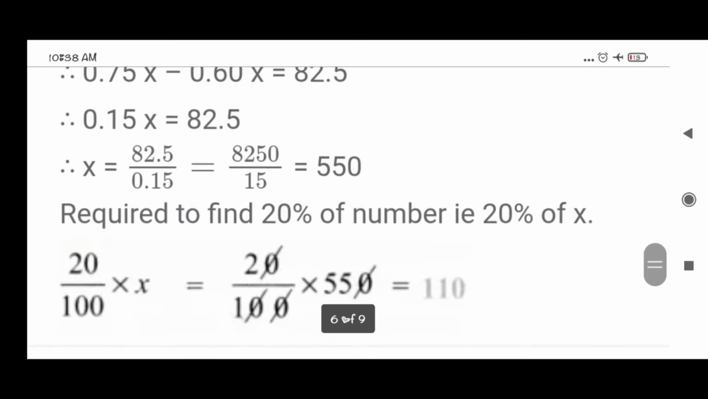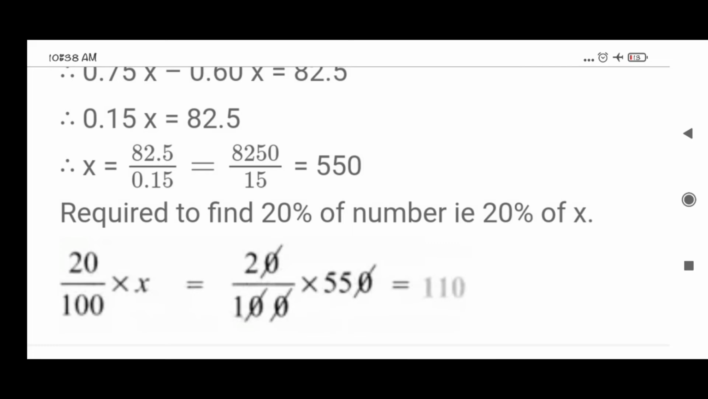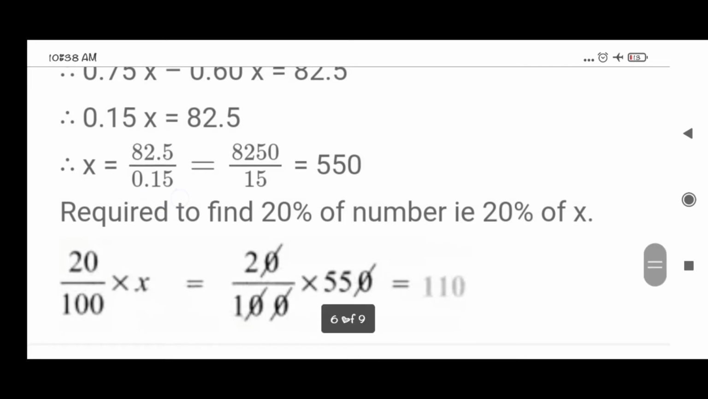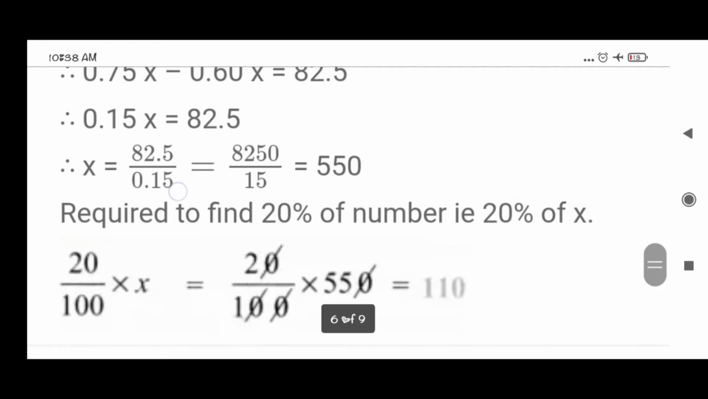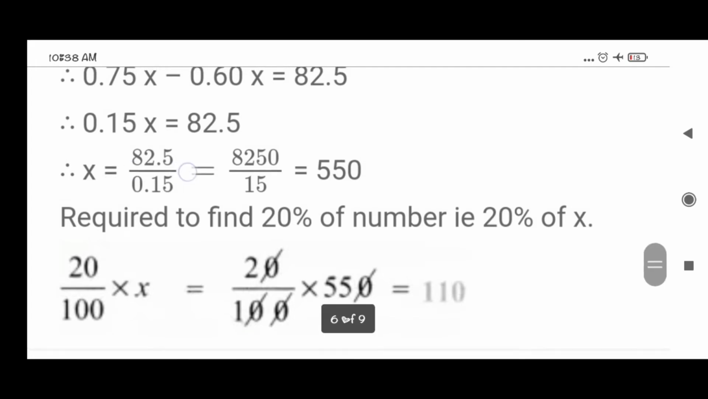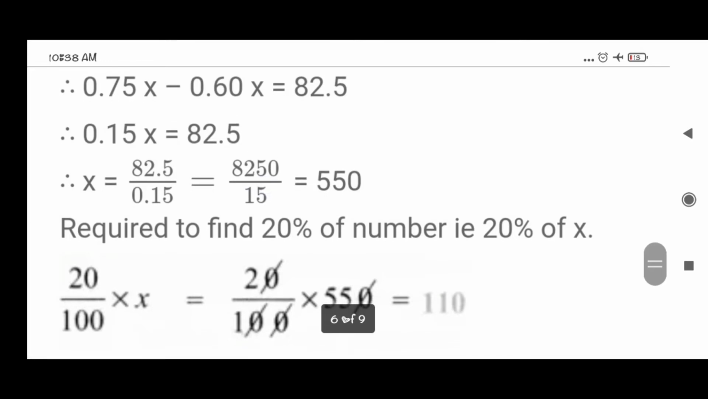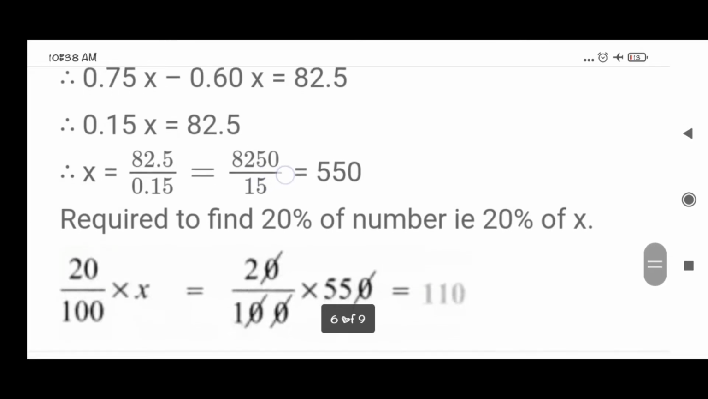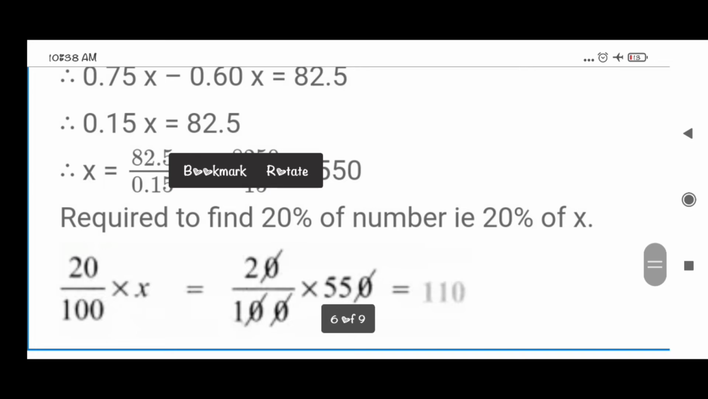When we cancel, how to cancel this? Here a decimal number is there. If a decimal number is there, we have to convert it into a whole number. Understand? Here there are 2 digits after the decimal, so we need to multiply both the numerator and the denominator with 100. If we multiply with 100, we will get 8250 on the numerator, and 15 on the denominator.